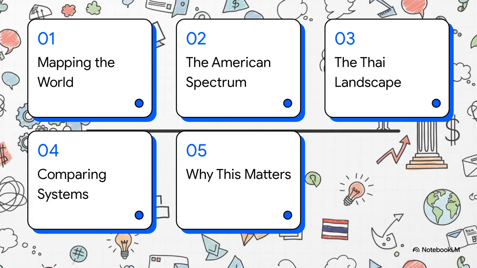So to get our heads around all this, we're going to break it down into 5 parts. First, we'll set up our basic toolkit. Then we'll use it to look at the US and Thailand. After that, we'll put them side by side to see what we find. And we'll wrap it all up with why any of this actually matters.